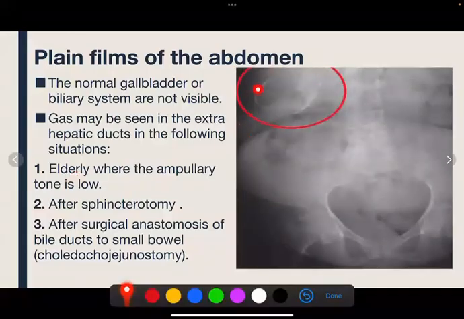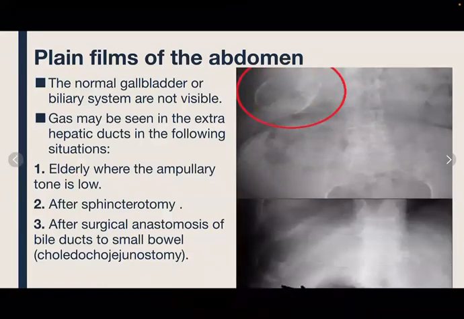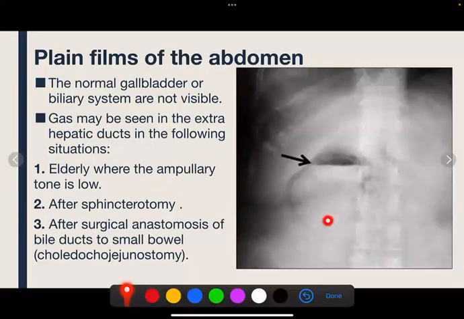Here we have calcification in the wall of the gallbladder. This is called porcelain gallbladder, and it is a precancerous lesion. Here we have a gallstone and gas in the wall of the gallbladder. This is a case of emphysematous cholecystitis.